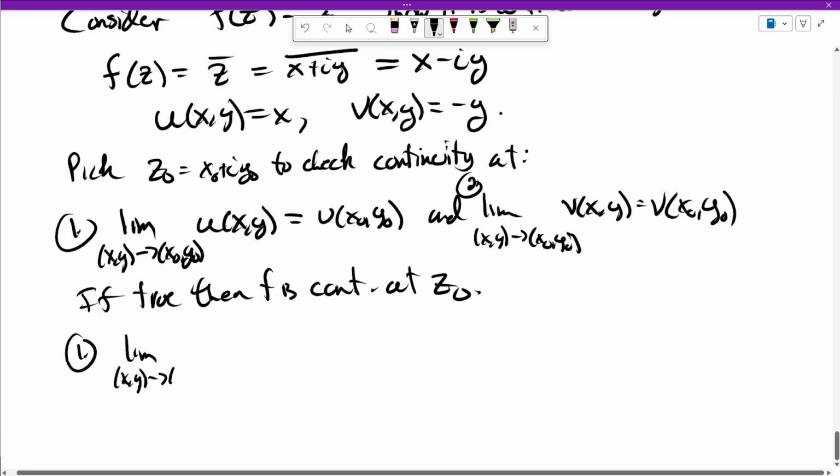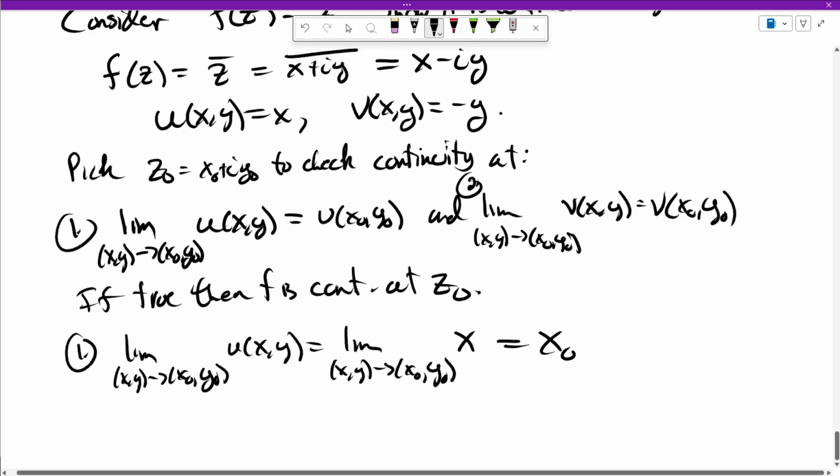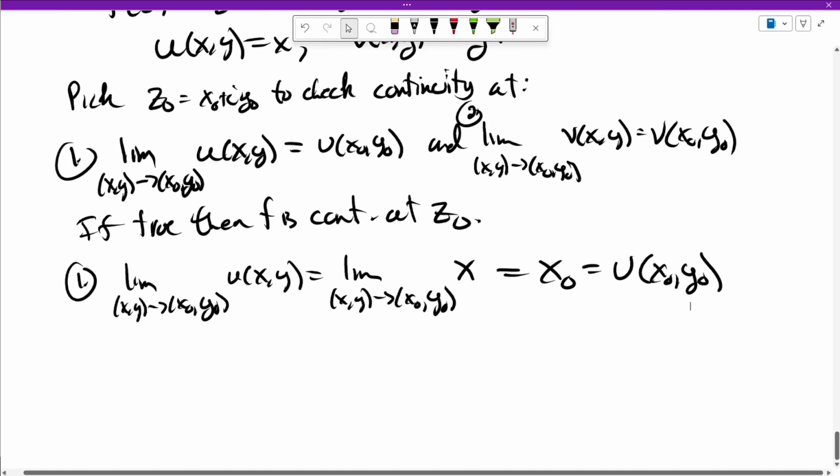The limit as xy goes to x naught, y naught of u of xy, and u of xy is just the function x. Now as x is getting close to x naught, that's x naught. And that is actually the value of u when we plug in x naught, y naught to it.